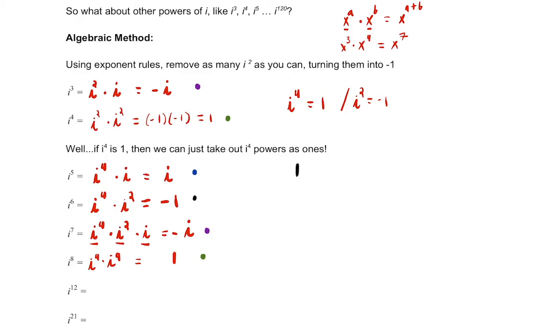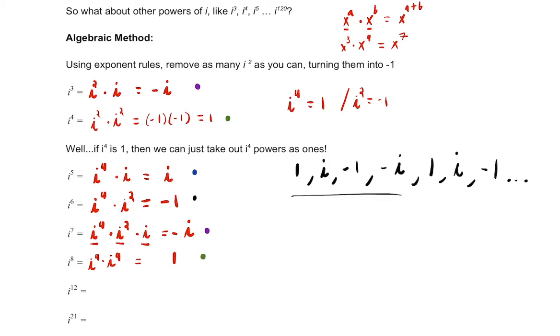The way the pattern goes is 1, because i to the 0 is 1. i squared is -1. i to the third is -i. Then i to the fourth is 1. Then i to the fifth is i. And then i to the sixth is -1. And this goes on and on and on forever. It just repeats in blocks of 4.